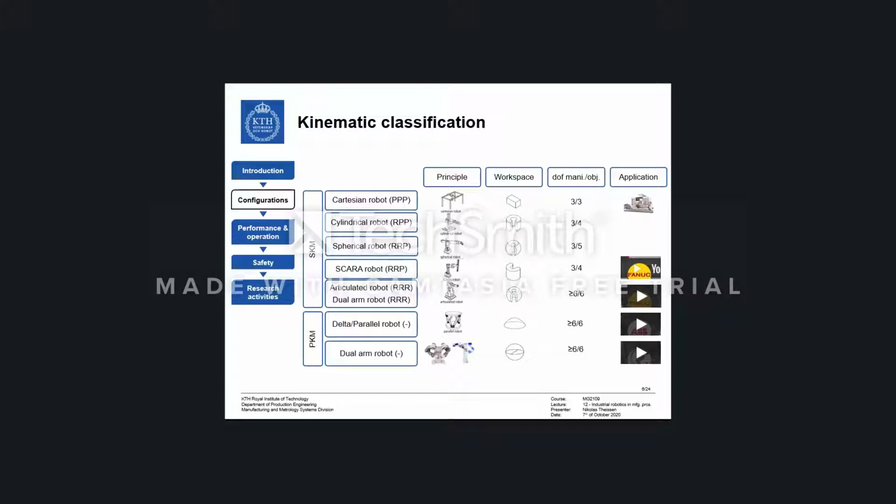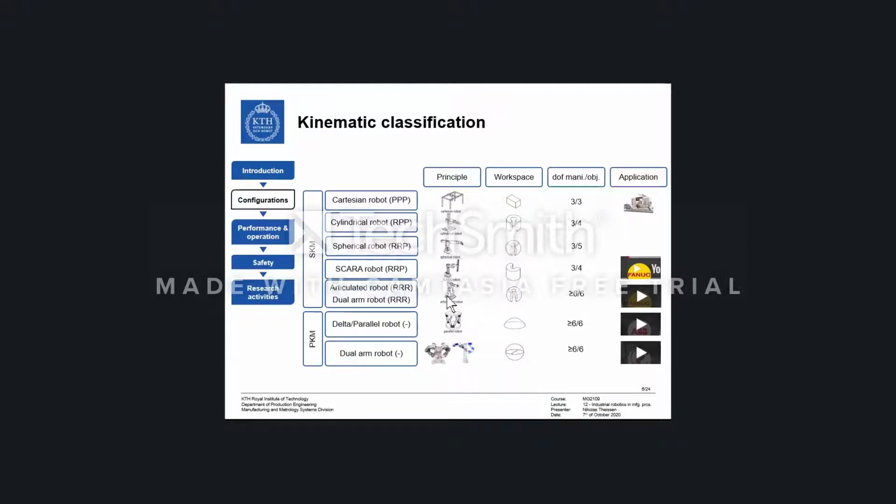As you can see, the slide shows that dual arm robots are actually part of SKMs and PKMs. I have not found, according to official sources, where it should be placed, but I think it would be equally valid to consider both, because as you can see in the examples of dual arm robots, it just depends on where you consider the base of the system to be in order to say whether it is a serial kinematic mechanism or a parallel kinematic mechanism.